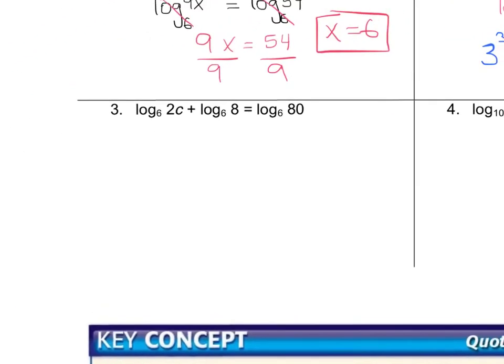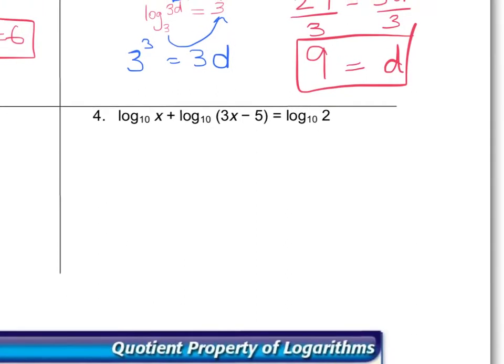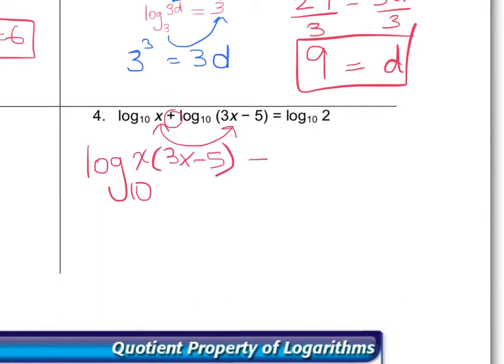Now go ahead, try to do number 3 on your own, and we'll do this in class. Now let's move on to number 4. Okay. Now again, since we have addition, what you can do is multiply those two. So let's do that. You can rewrite it as log base 10 of x times 3x minus 5 is equal to log base 10 of 2. There you go. So you combine them.